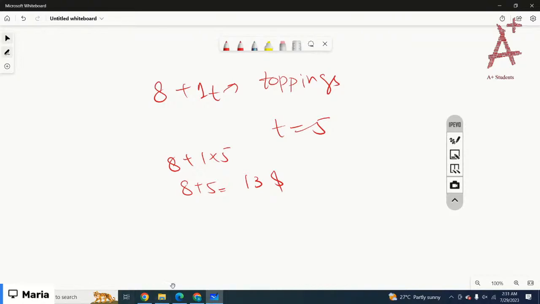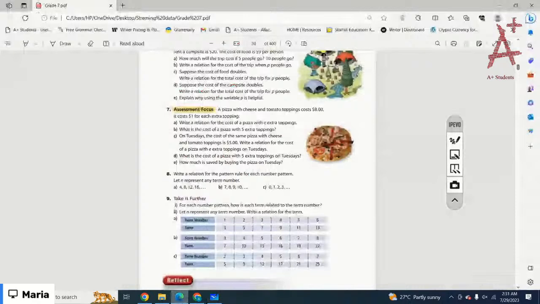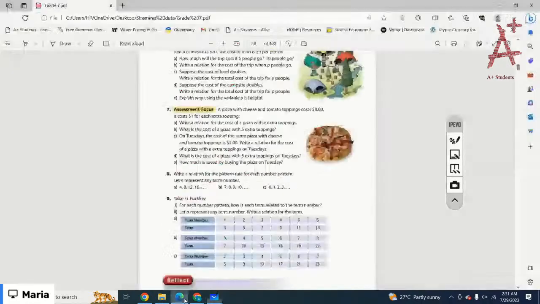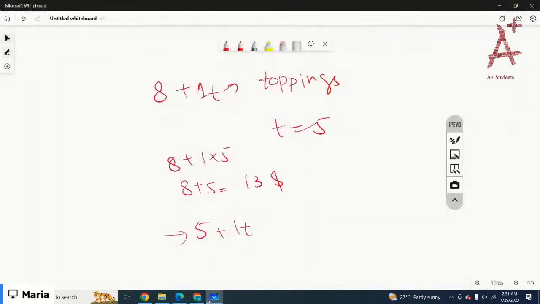Okay, on Tuesday, the cost of the same pizza with cheese and tomato topping is $5. Write a relationship for the cost of pizza with extra topping on Tuesday. Okay, on Tuesday it is $5, so the equation would be 5 plus 1t. Got it? Okay, how much is the cost of pizza with 5 extra toppings on Tuesday? Okay, if t equals 5 on Tuesday, it would be 5 plus 1 times 5, that would be $10.